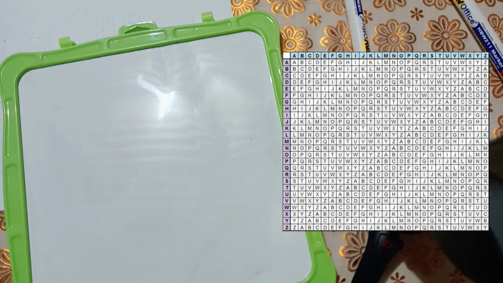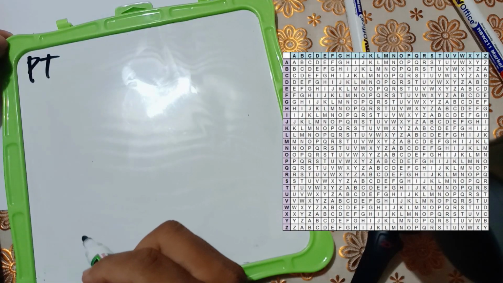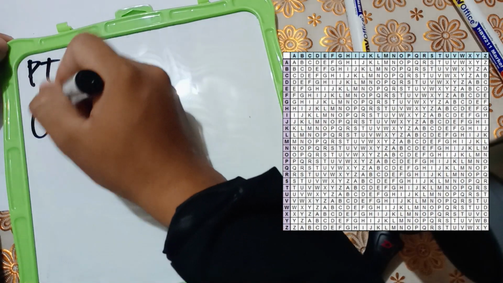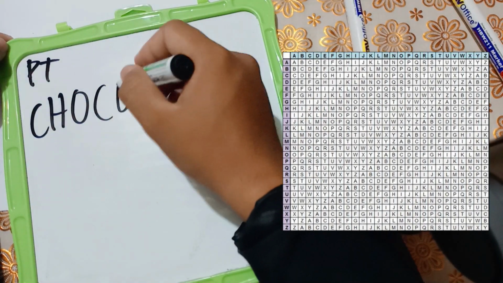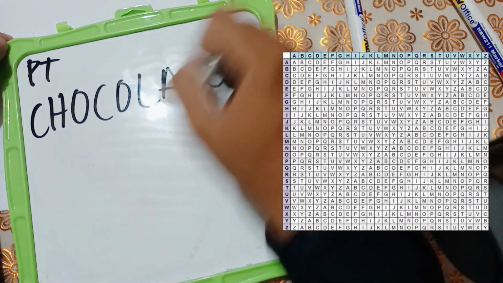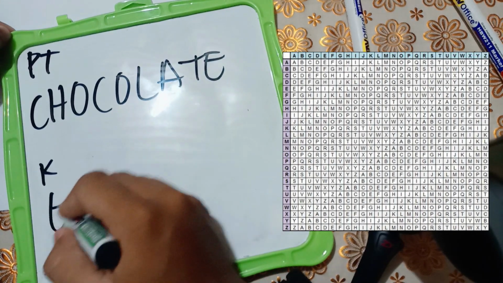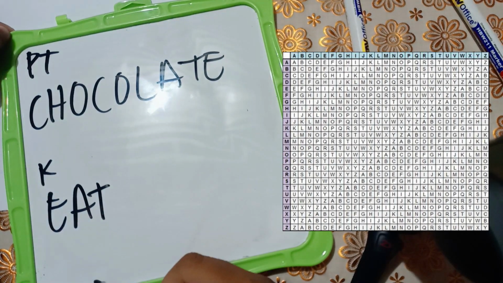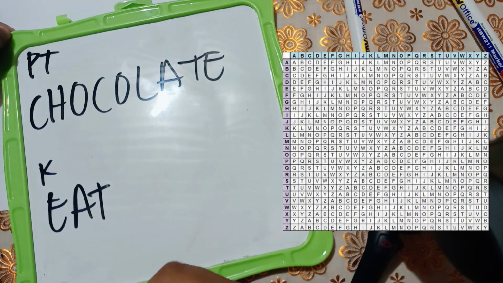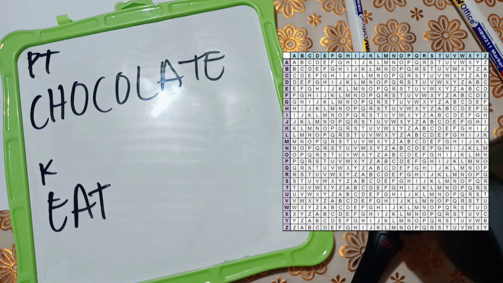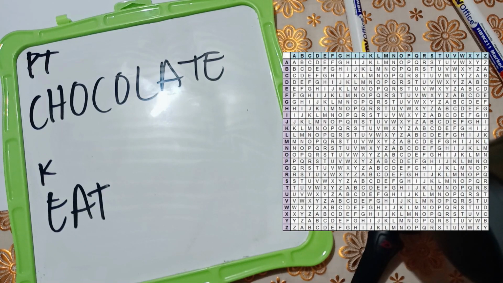So let's have an example. Again, we have the plain text. Let's say we have a plain text of chocolate. So the sender wants to send the word chocolate. And we have the keyword of AT. So this is the encryption key. It said in the definition, we are shifting the plain text according to the corresponding keyword.